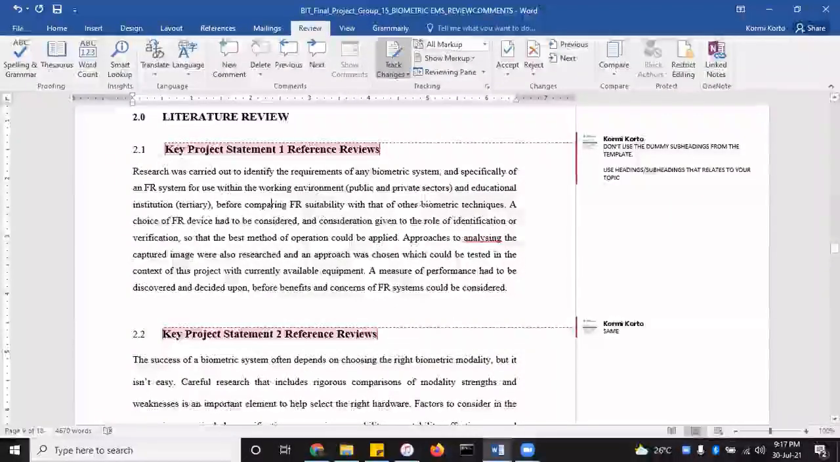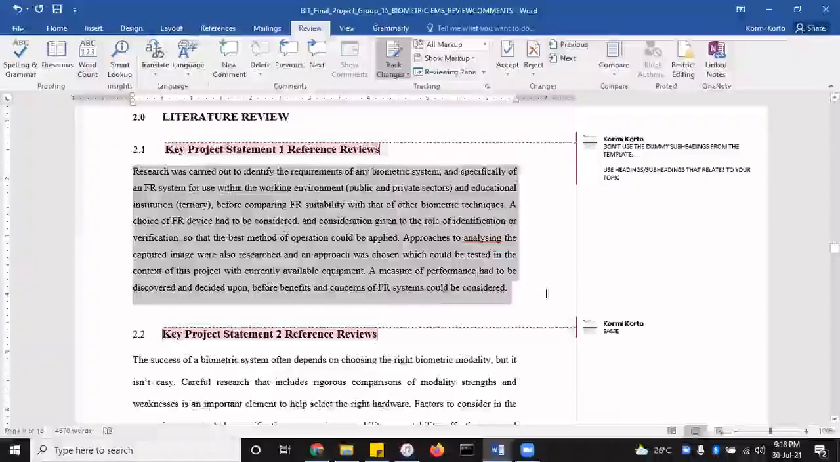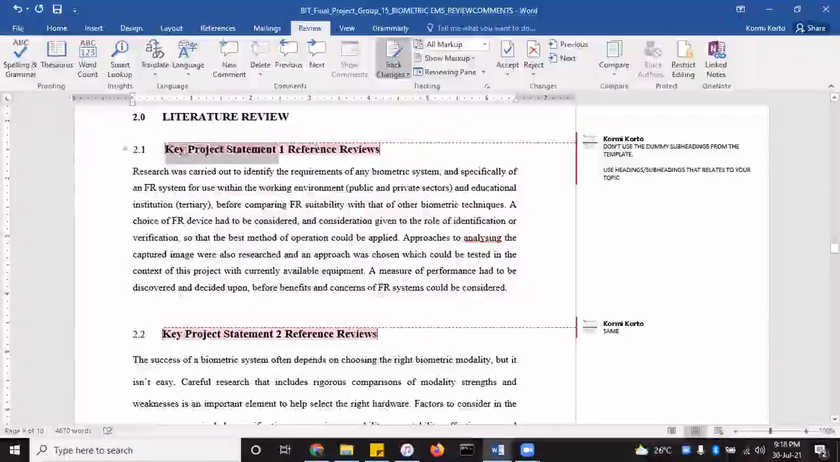Systems in a weakened environment. So this should have been identification requirements of biometric system. That should have been the heading over here. Because that's what it talks about. If you read this carefully, you notice that it's all about identification of the requirements that relate to biometric systems and how they apply to working environments. So that should have been the heading instead of this.